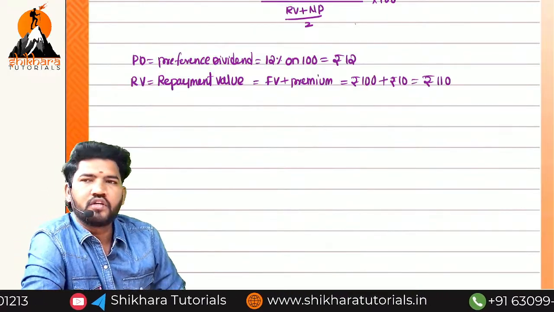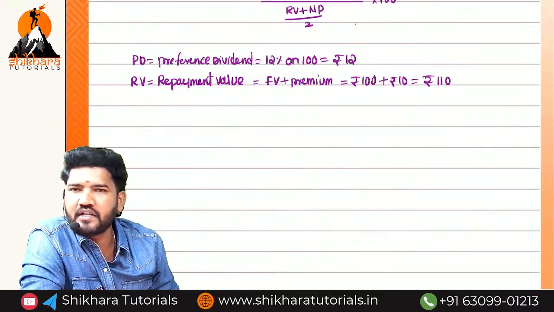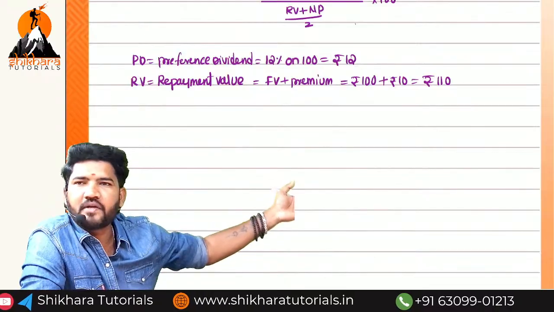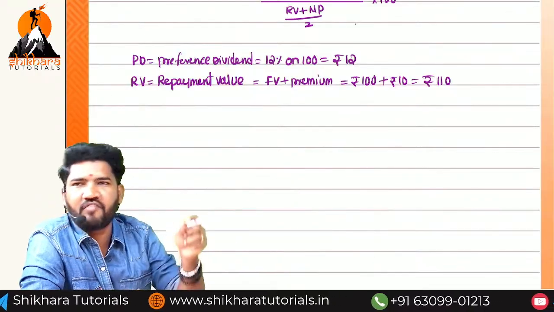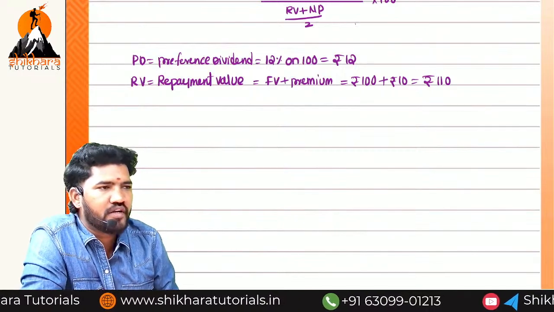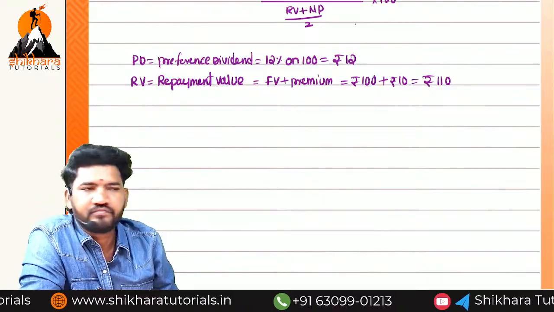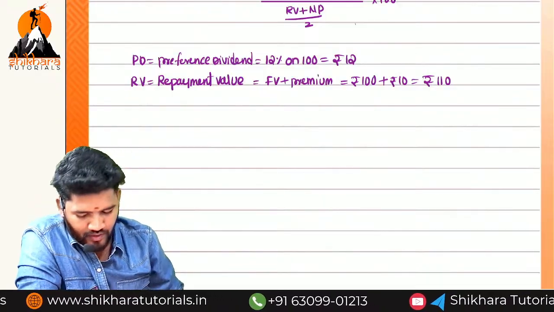110. If they give percentage, 100 rupees into percentage, you will get premium value. 100 plus premium value, you will get the repayment value. Common sense only, na? I think in KD point of view, they provided percentage, I think 5% premium. Clear, sir?